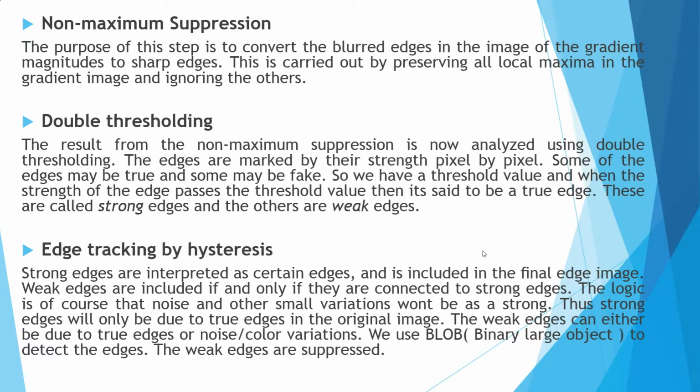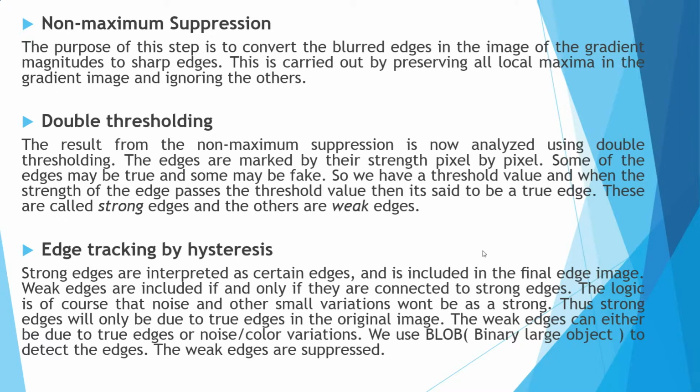Next is the double thresholding. The result from the non-maximum suppression is now analyzed using double thresholding. The edges are marked by their strength pixel by pixel. Some of the edges may be true and some may be fake. So we have a threshold value, and when the strength of the edges passes the threshold value, then it's said to be a true edge. These are called strong edges and the others are called the weak edges.